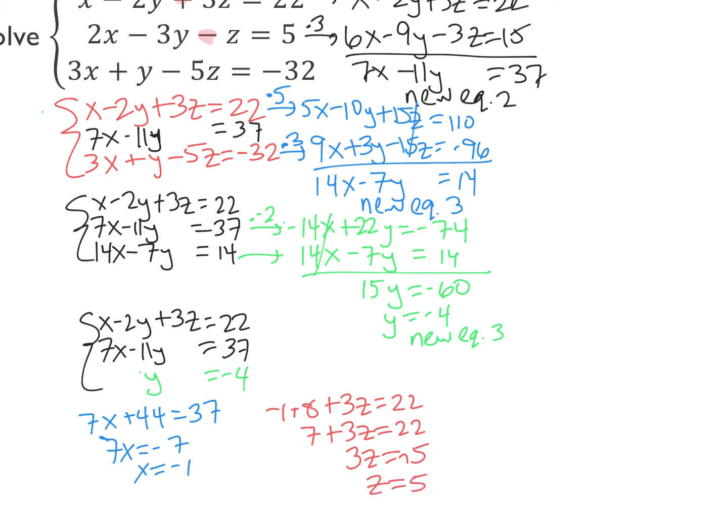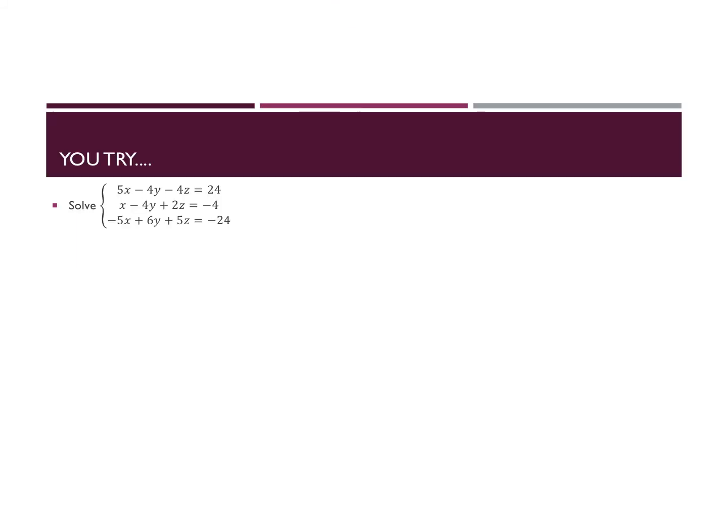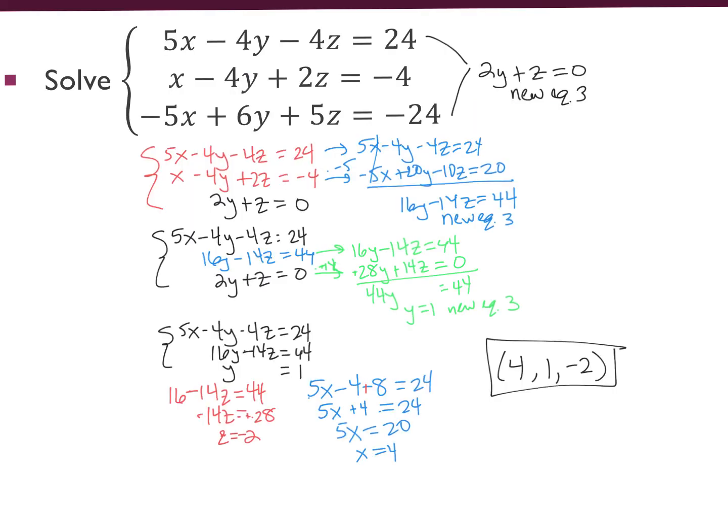All that's left for us to do is to write our solution as an ordered pair. And we're done. I want you to take a hot minute and try this example, you try. Okay, so hopefully you found the solution to be 4, 1, negative 2. Now, there is more than one correct way to work out this problem. This is just one example of a solution.